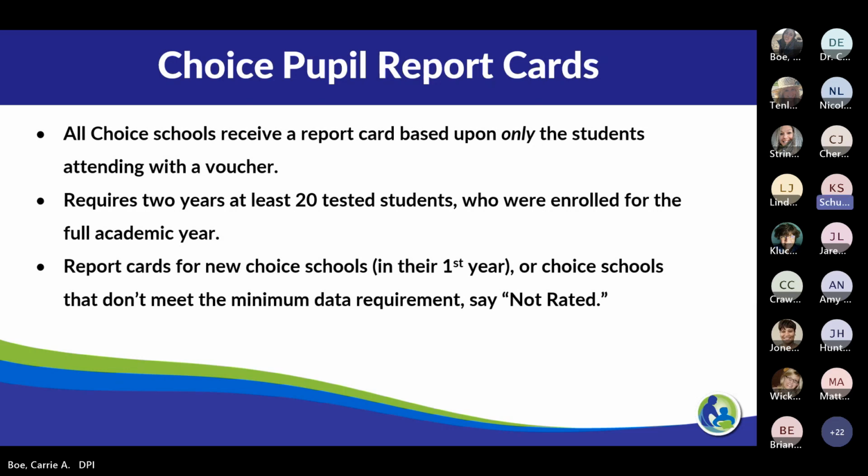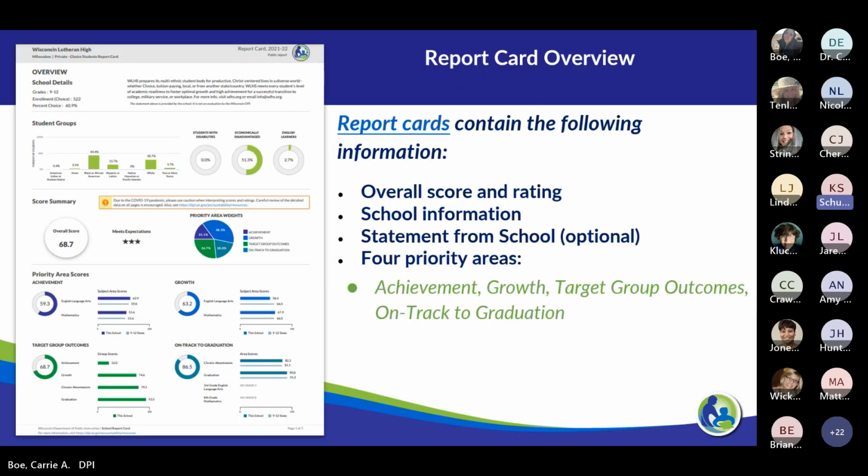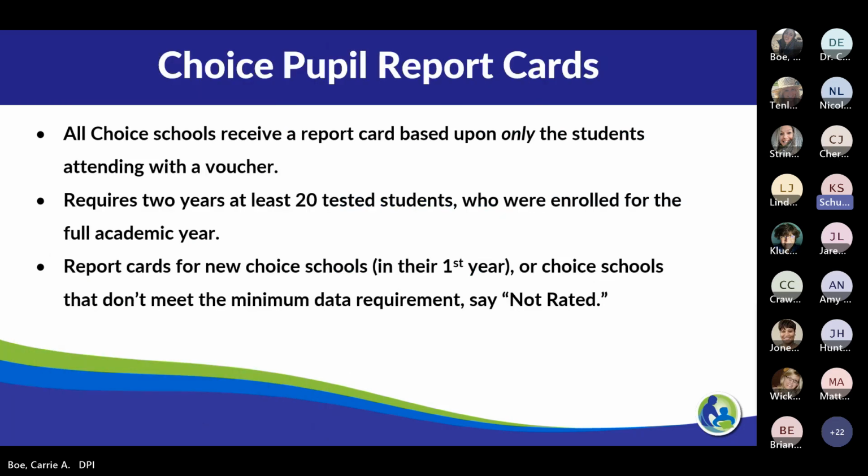Looking at slide 2, first we want to talk about the choice student report cards. All choice schools receive a report card based only on the students attending with a voucher. There are minimum data requirements. On bullet point 2, you'll see there's a requirement for 2 years of data of at least 20 tested students who were enrolled for the full academic year.